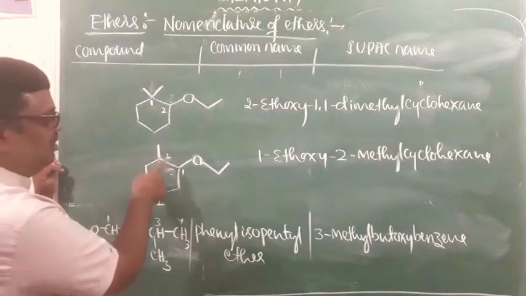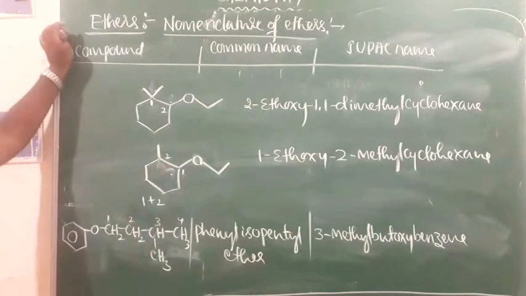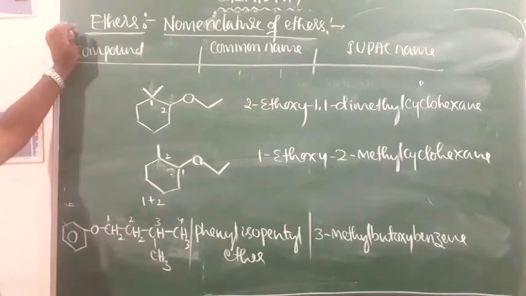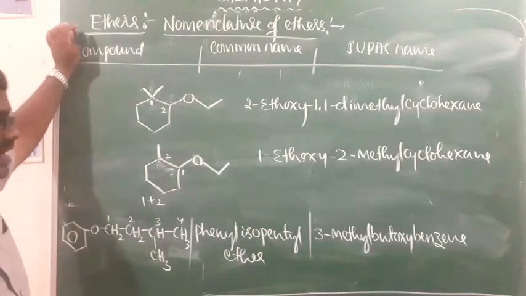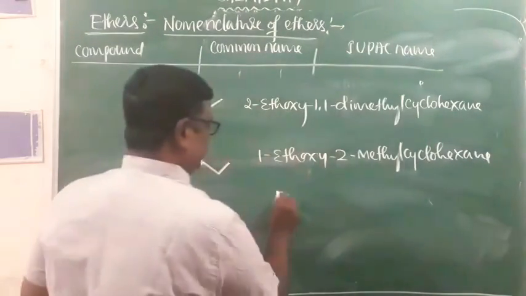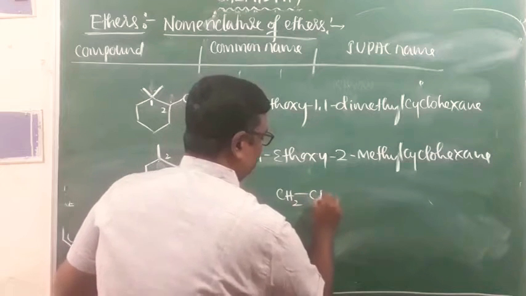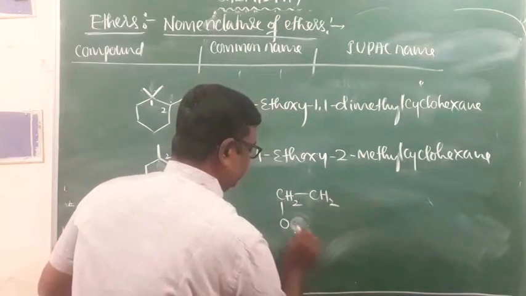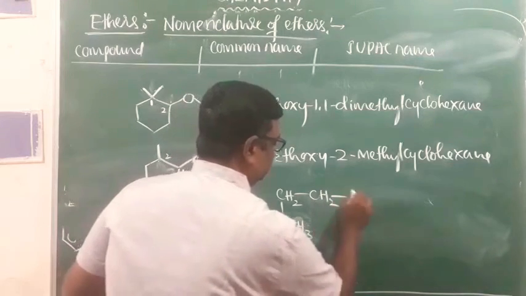But here the sum of the locants will be the same in both directions, and therefore the alphabetical order is to be followed. 1-ethoxy-2-methylcyclohexane, right? Apart from that, an example in your NCERT book, with two ether linkages, that is CH2 and that is CH2, and it is OCH3, and it is OCH3.